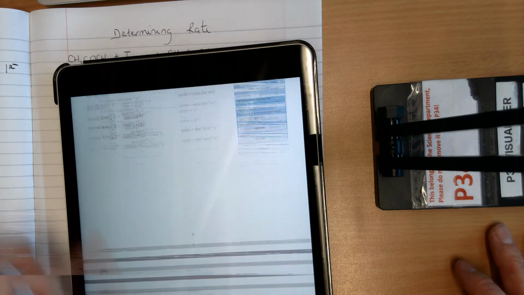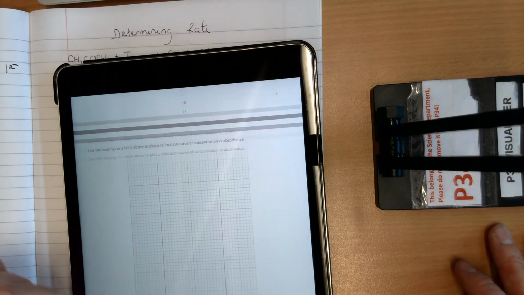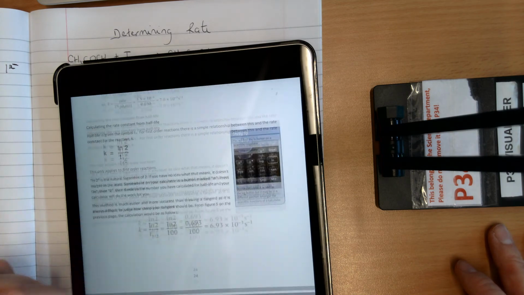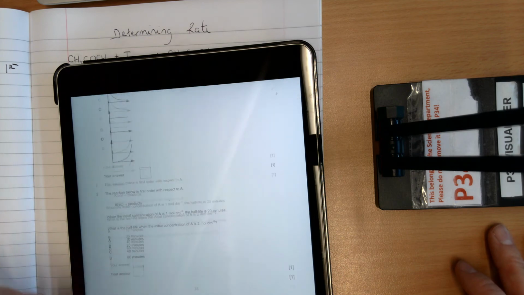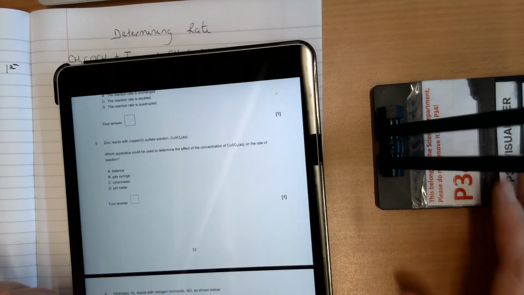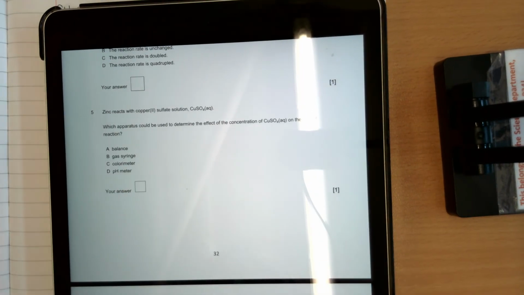The other thing they can ask you, so there's just one multiple choice question here that asked you about it. It was just asking you to spot, where is it? Oh, wait, here it is. This one here relates to colorimetry as well. It tells you you've got zinc reacting with copper sulfate solution. It wants to know the apparatus that you would use.